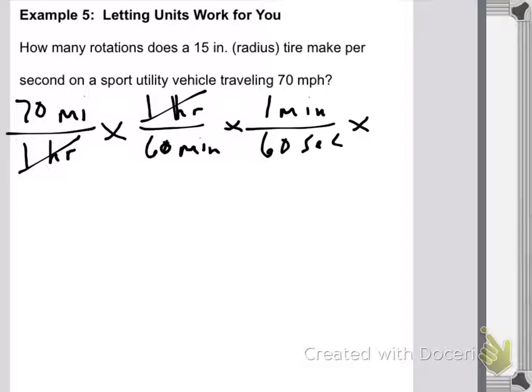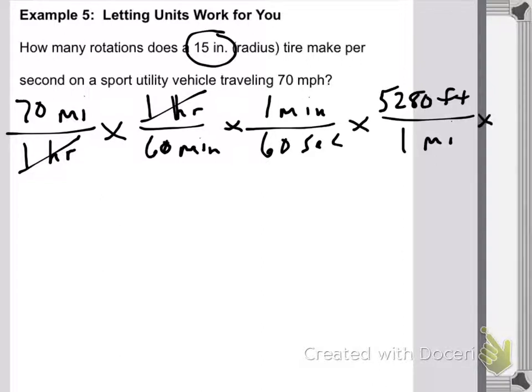Now I do the distance. So miles, how many feet are in a mile? 5,280 feet. All right. 15-inch radius. How many inches are in a foot? 12 inches in a foot. 1 foot. Times. Okay. 1 rotation.